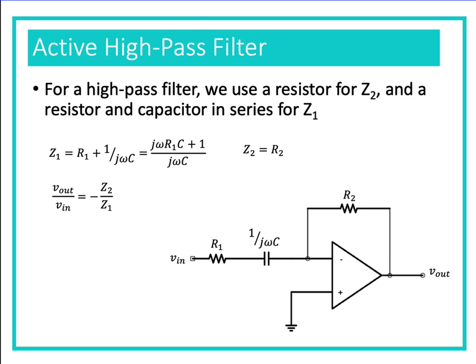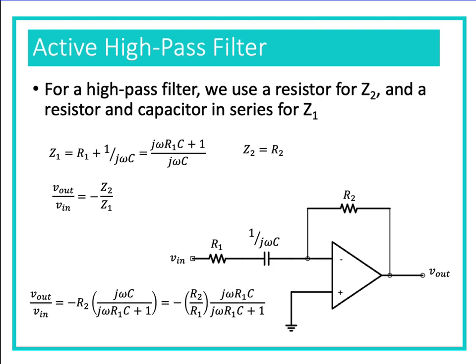So again, we take V out over V in, which is minus Z2 over Z1, and we get minus R2. So R2, remember, that's the value that's on top. And then next to that, multiplied by that, is the inverse of what Z1 is, because we're dividing by Z1. So we get j omega C over j omega R1 C plus 1.